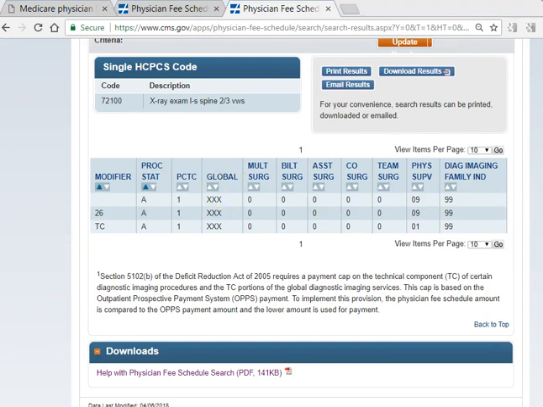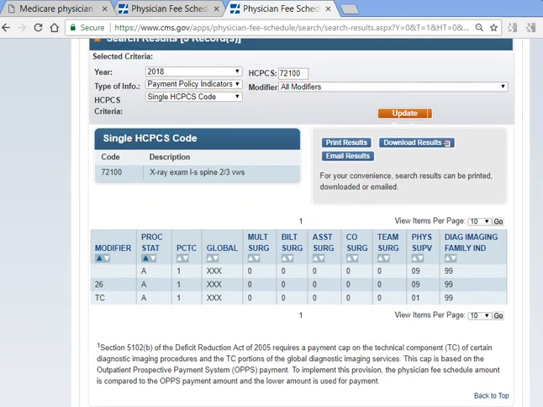So for our 2018 payment policy indicators for a single code with all modifiers at the national level, for our X-ray of the lumbosacral spine, that's what this is, L/S, lumbosacral spine, 2 to 3 views. This is just an abbreviation of what the code means, because the code definitions can be extremely long.